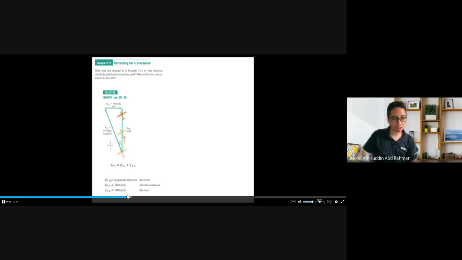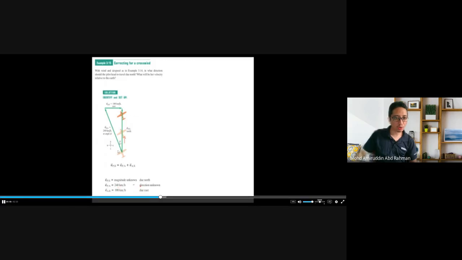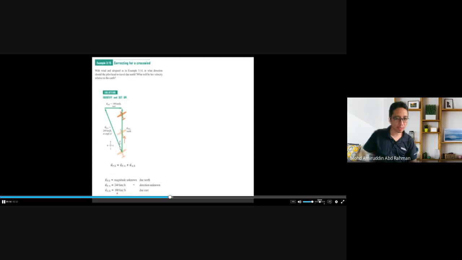The velocity of the plane with respect to the Earth is unknown in magnitude, but we know it must be due north. The velocity of the plane with respect to the air always has a magnitude of 240, that is the speed we know, but we don't know the direction or angle. And finally, the velocity of the air with respect to the Earth is known in both magnitude and direction: 100 kilometers per hour towards the east.